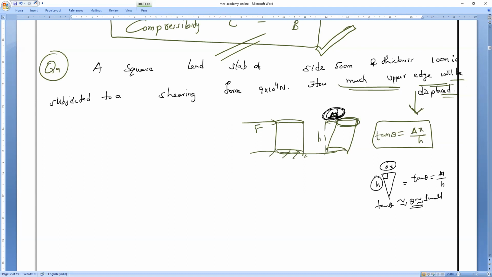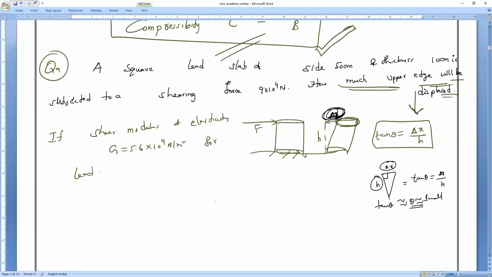Yes. Write the question. How much will the upper edge be displaced if the shear modulus of elasticity G is equal to 5.6 into 10 power 9 Newton per square meter for lead? So that is the question. You have to find the delta x. So how to solve? It's not an easy thing.